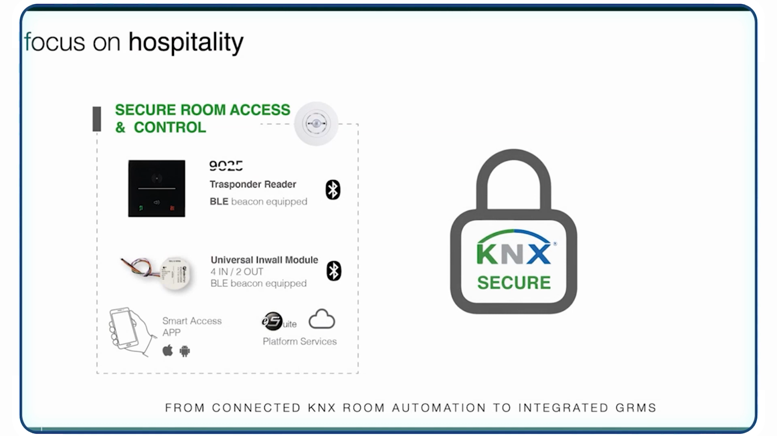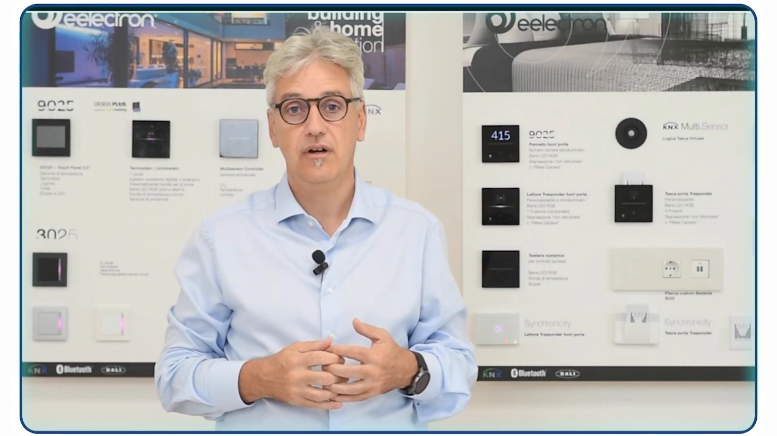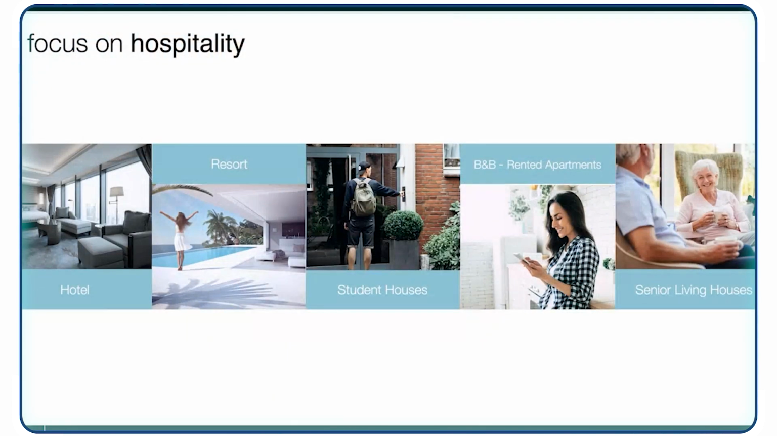What does it mean, secure room? A complete room managed by KNX Secure Devices. In this case, we are talking about data secure on KNX. This means that we can have a reader capable to unlock the door through a KNX Secure actuator. So all the telegrams will be encrypted and no one will be able to hack this installation.